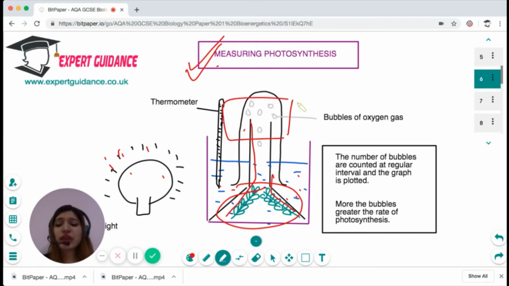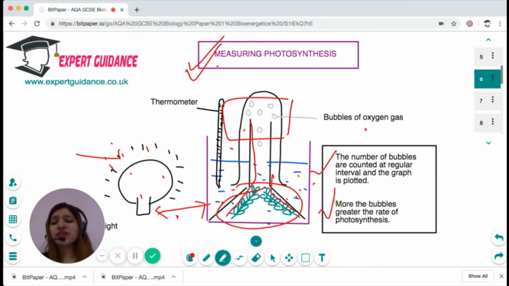So you can test various factors affecting photosynthesis by this experiment. If you want to check the light intensity, you can bring the light source near this and count the bubbles. Otherwise, you can take the light source a little far away and then again count the bubbles. The greater the number of bubbles, the greater the rate of photosynthesis, and that can give you the indication about the rate of photosynthesis.